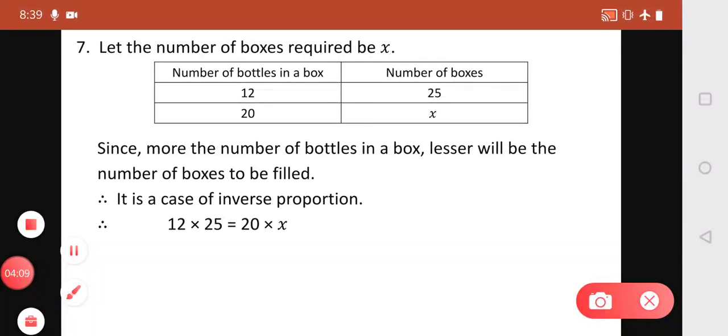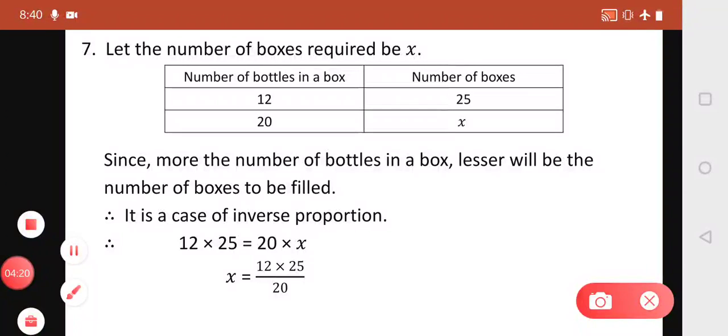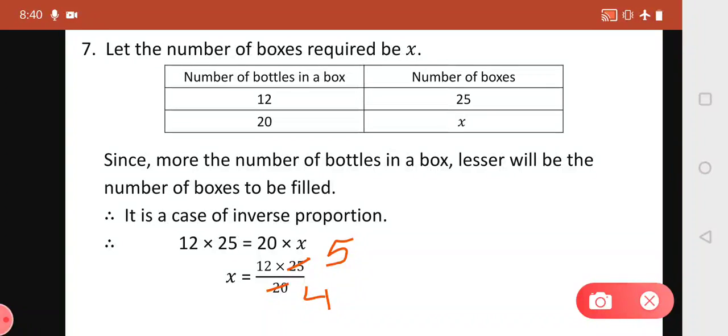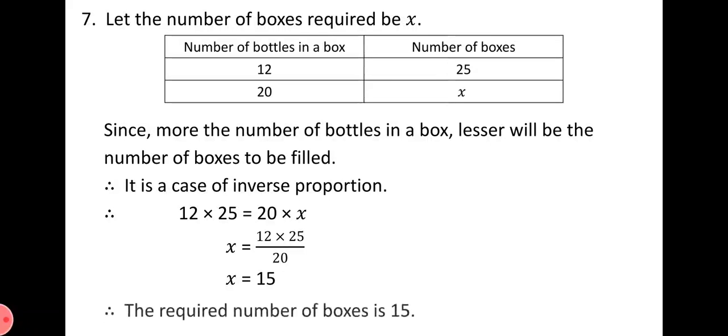Now we transpose 20 to the opposite side so multiplication will become division. So we have x equal to 12 into 25 upon 20. Now here again we can reduce this. That is, 5 5s are 25 and 5 4s are 20. Again we can cancel, 4 1s are 4 and 4 3s are 12. So we have 3 5s are 15. Therefore x equal to 15. Therefore the required number of boxes is 15.